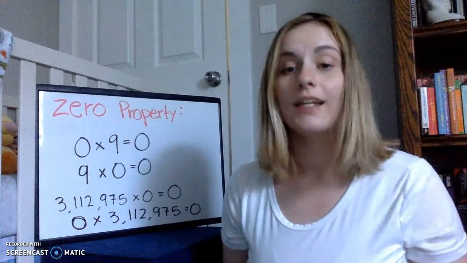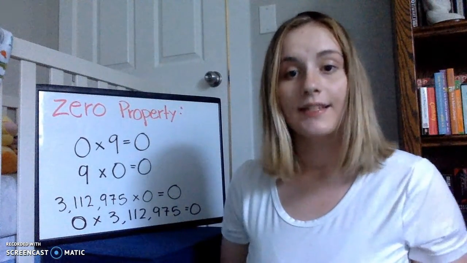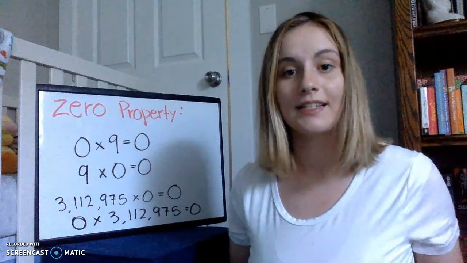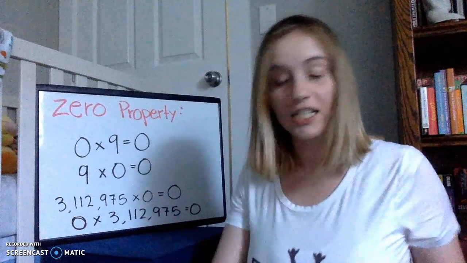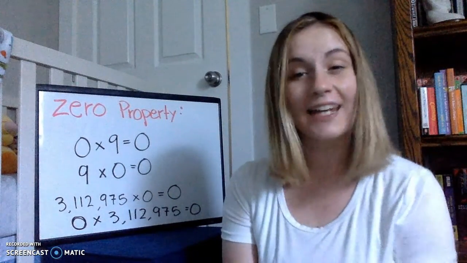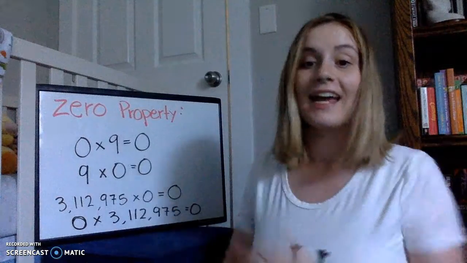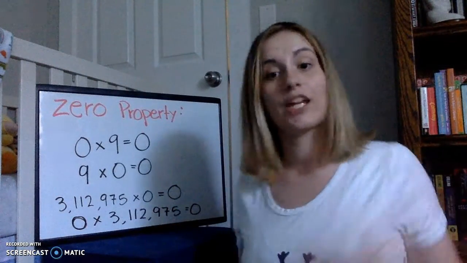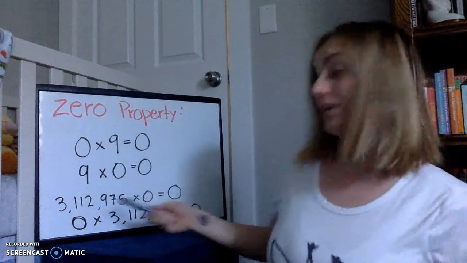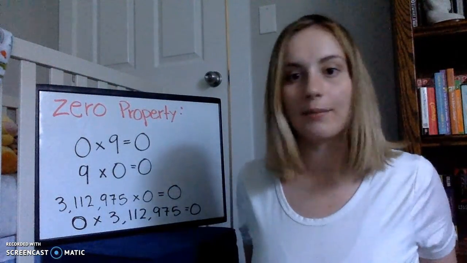So next is our zero property. The zero property just says 0 times anything is just going to be 0. Any which way. So 0 could be the front, 0 could be the second number. It's going to equal 0 any way you do it. The biggest number you can think of times 0, still going to be 0.